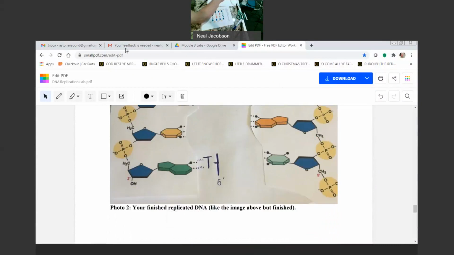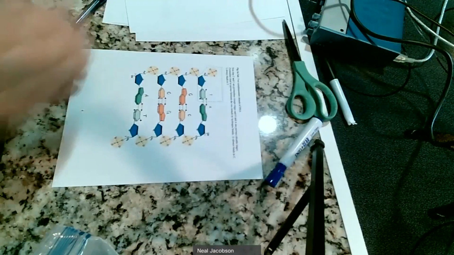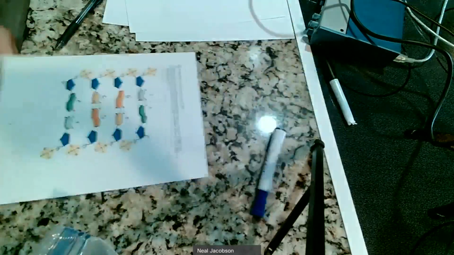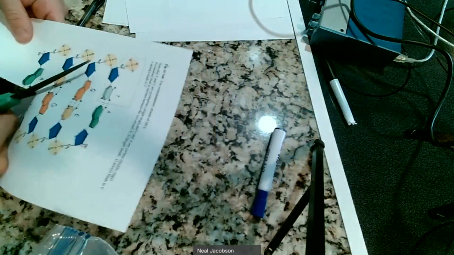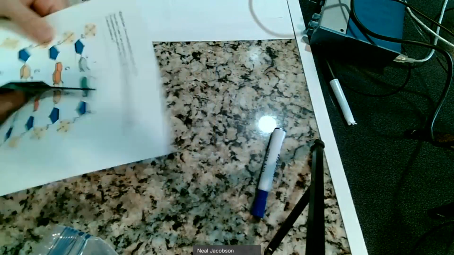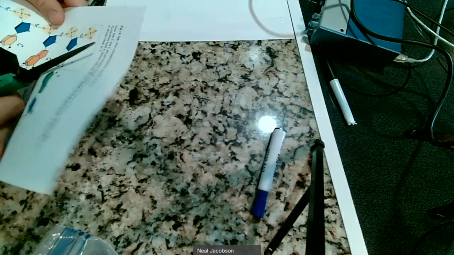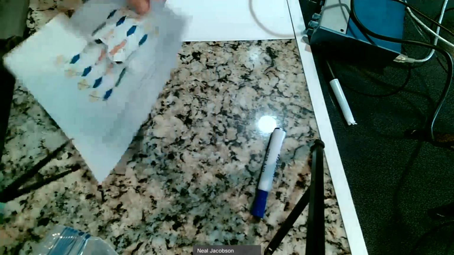I'm going to stop sharing this, go back to this. And then what we're going to do is we're just going to cut right down the hydrogen bonds, right through the middle of them, like so.